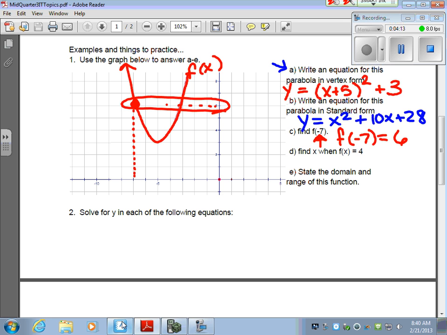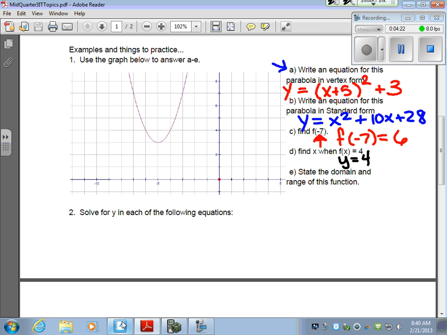Okay, so now it says find x when f of x is 4. This is asking you to do the opposite. This is saying now look when y is 4 and determine what x is at that point. So I'm looking up here for when y is 4, and I see there's 2 points where that happens. One of them is at -4, and the other one's at -6. So I have 2 answers for that, -4 and -6. Of course, you could solve it algebraically, but you can also just look at the graph. It's much quicker.